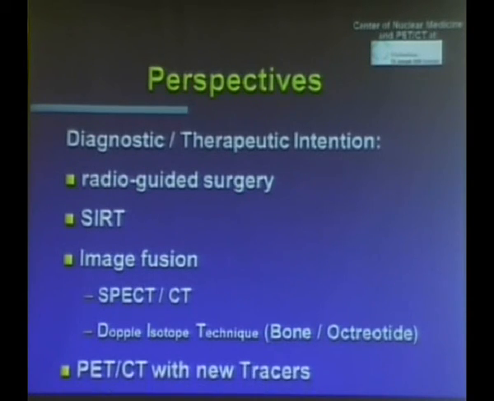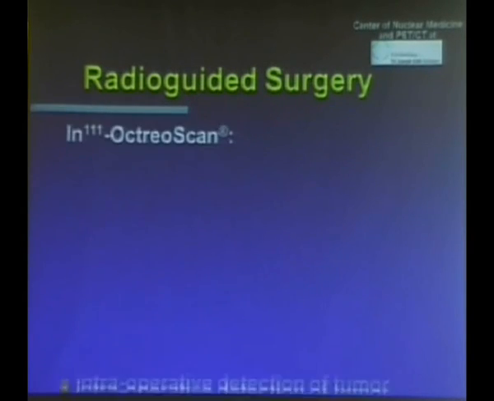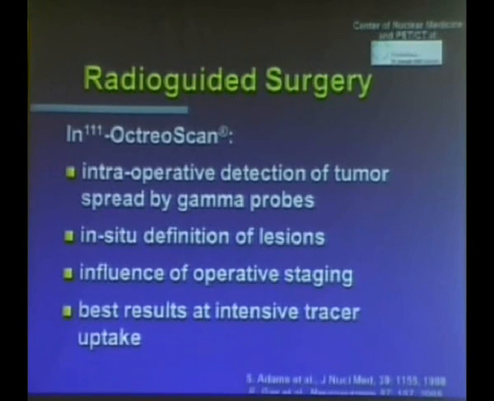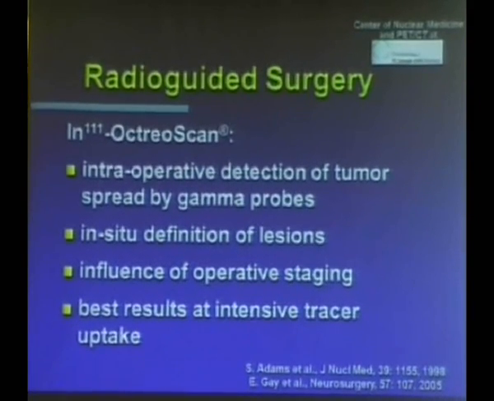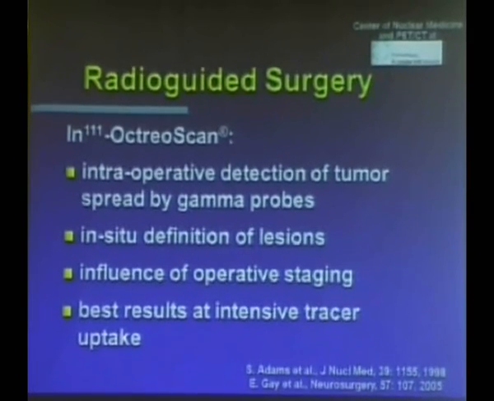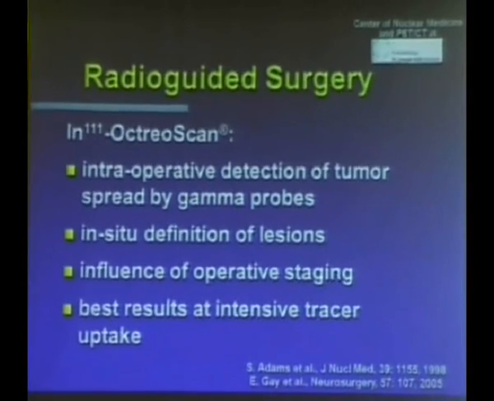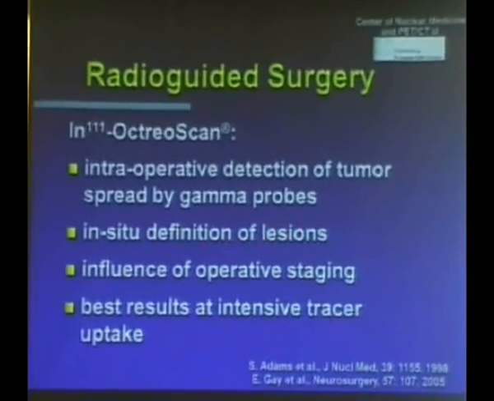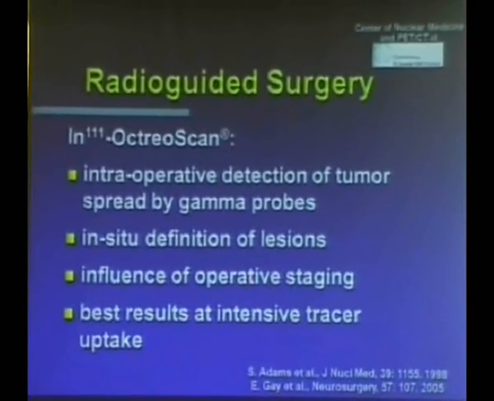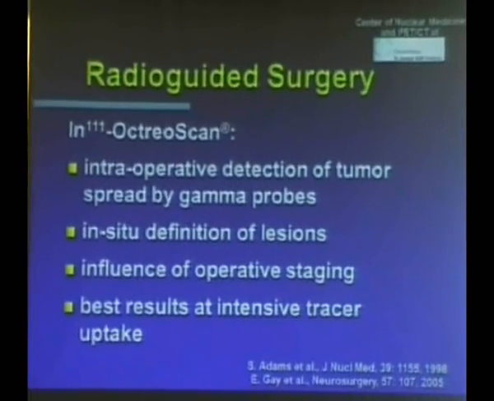And of course, we have to know that PET-CT will get new tracers, but you have to produce these on your own. So let us focus on radio-guided surgery. After injection of octreoscan, if you have positive tumors, the intraoperative detection of tumor spread by gamma probes is very easy to perform. We have a high definition of lesions, and this has a high influence on intraoperative staging.